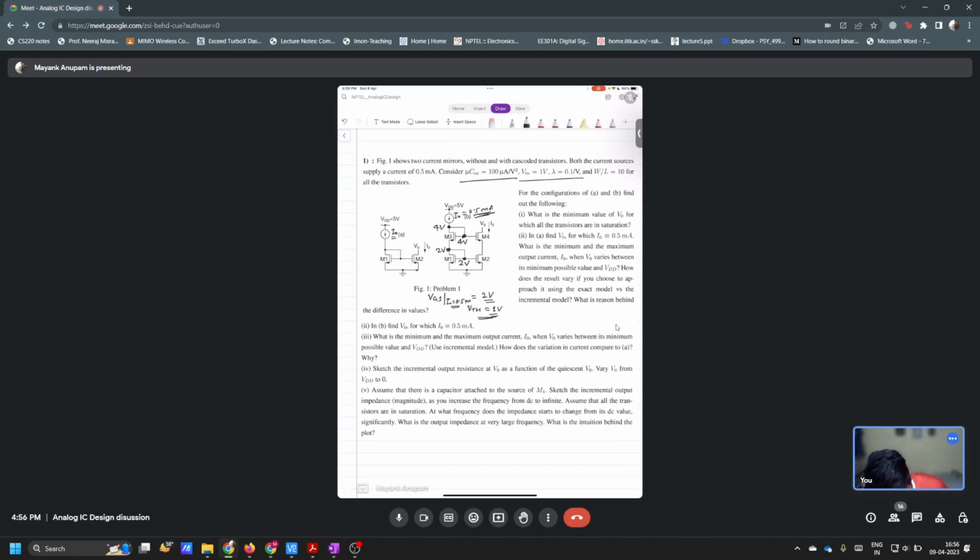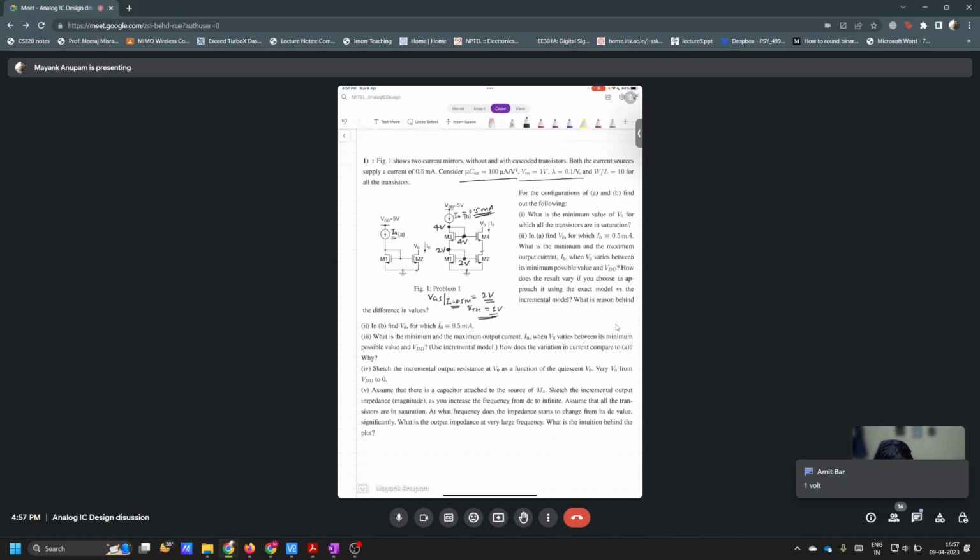Now tell me, what is the minimum voltage V naught here? When can V naught be the minimum? Before jumping, please wait. When can V naught achieve its minimum value? One of you actually pointed out, when M2 is at the edge of saturation.